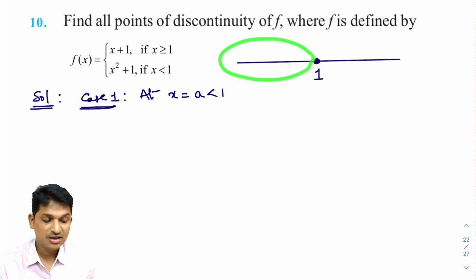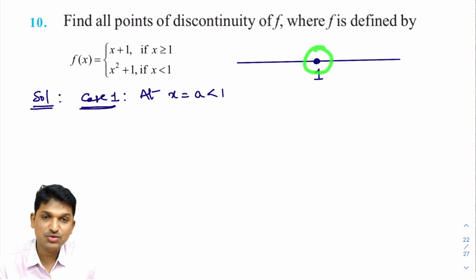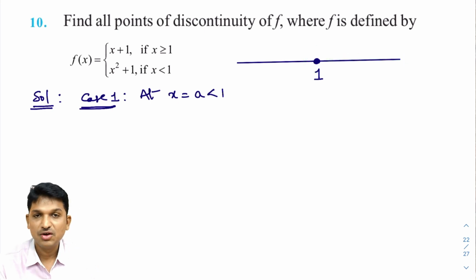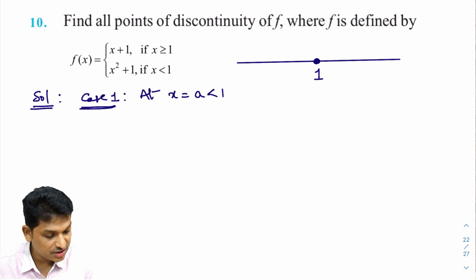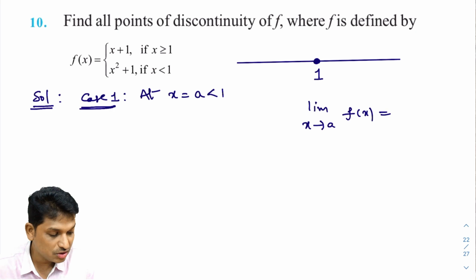That is case 1. Case 2 is what? I'll check the continuity at 1. Case 3 is what? I'll check the continuity when a value is greater than 1. Okay. Right. Now, what will I do? When we say a function is continuous at x equal to a, we know this formula: limit x approaches a, f of x equals f of a.